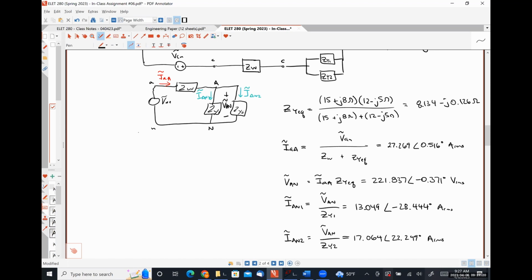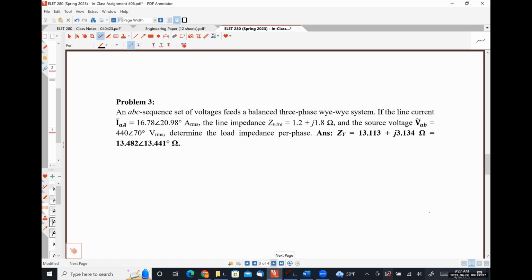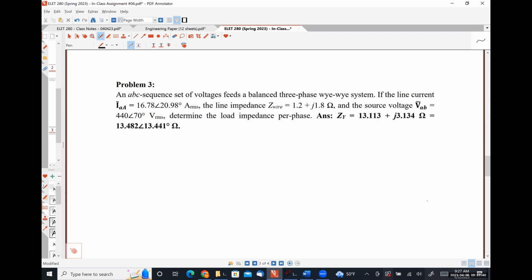So before we move on to the final problem in this in-class assignment, anybody have any questions, comments, or concerns about anything that we did here? Just giving you a fair warning on this next problem, I have thrown you a slight curveball. So we still have a YY system. I give you the line current, I give you the line impedance, but I give you a line voltage as well, right? So I give you the voltage VAB.